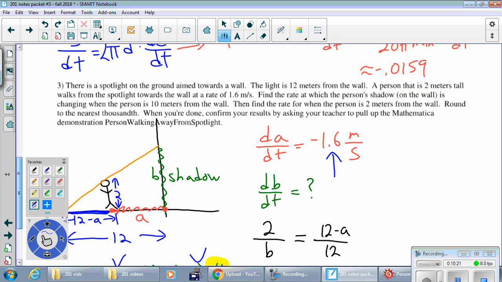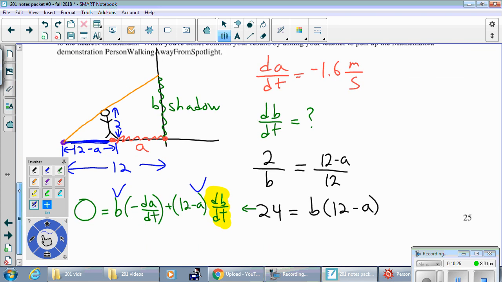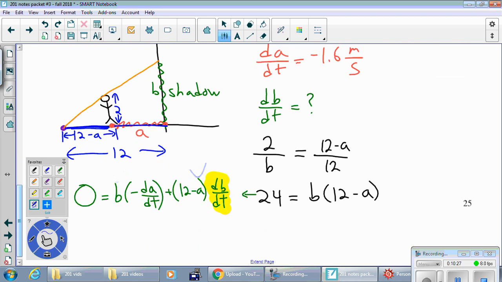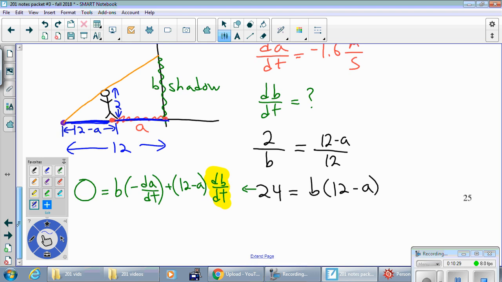And now finally, we're going to come up here and it says when the person is 10 meters from the wall. So at that moment, A is equal to 10. So now we're ready to freeze this thing in time when A is equal to 10. But we also need to know what B is equal to, because we still need to substitute for that B.